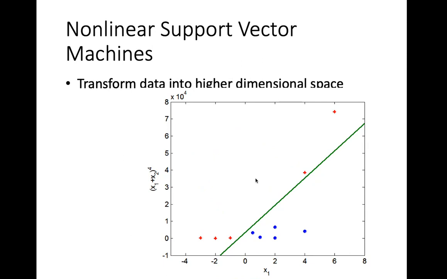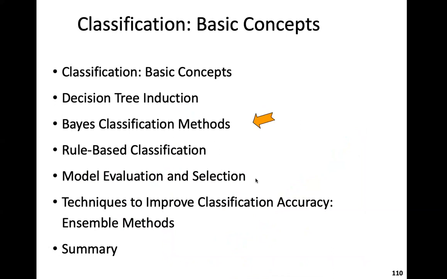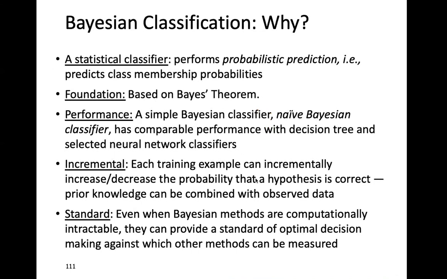Here it is just showing how you can do it, transforming into the higher dimensional space. Now the last one, which I think I don't have much time for, is Bayesian classification methods. This is a highly statistical approach, and it is based upon the Bayes theorem. A special case of this is called the naive Bayes classifier.